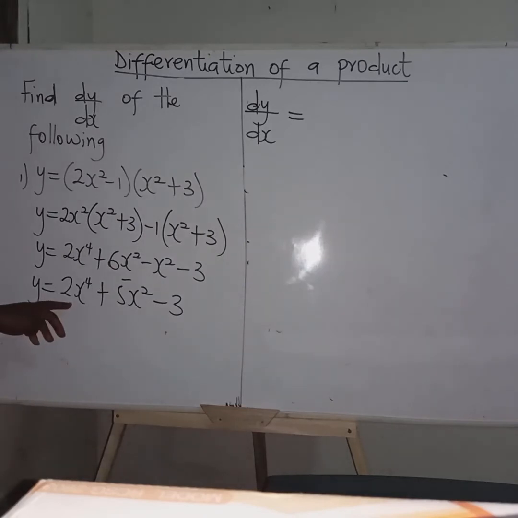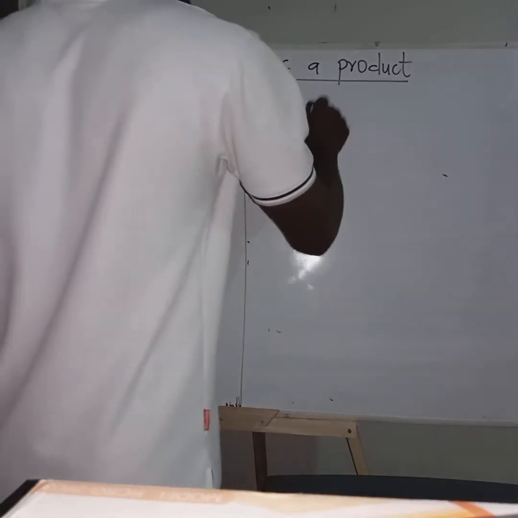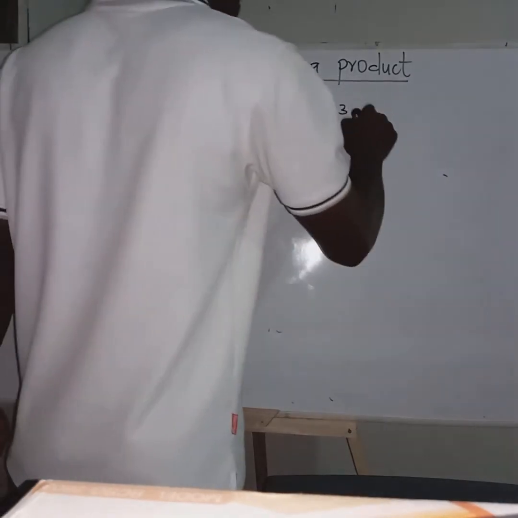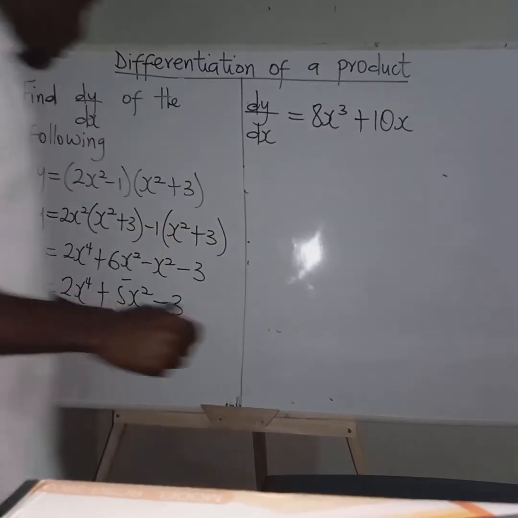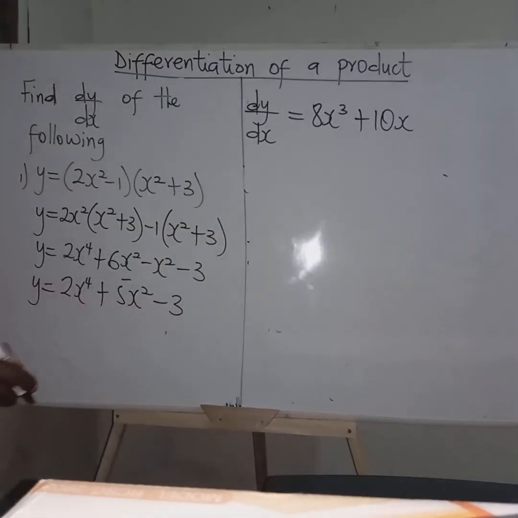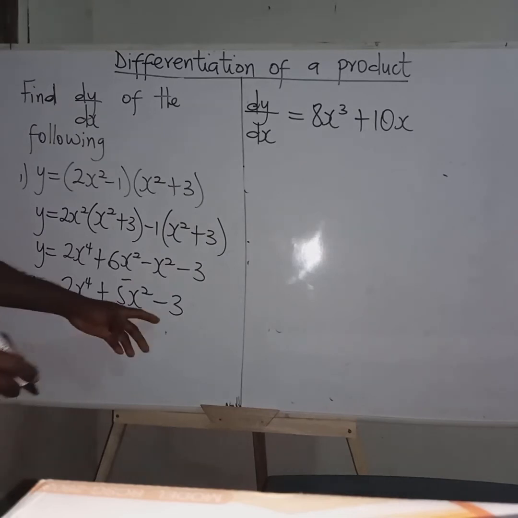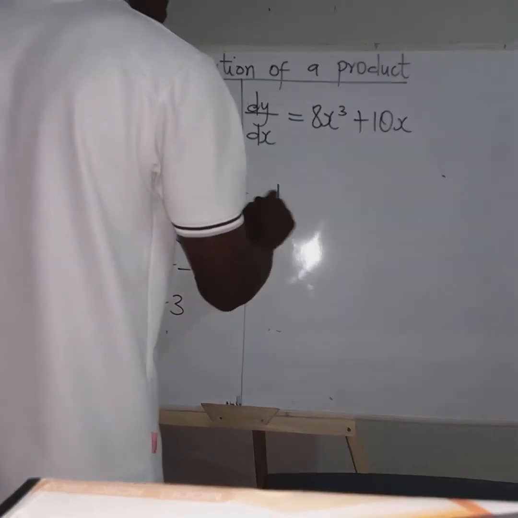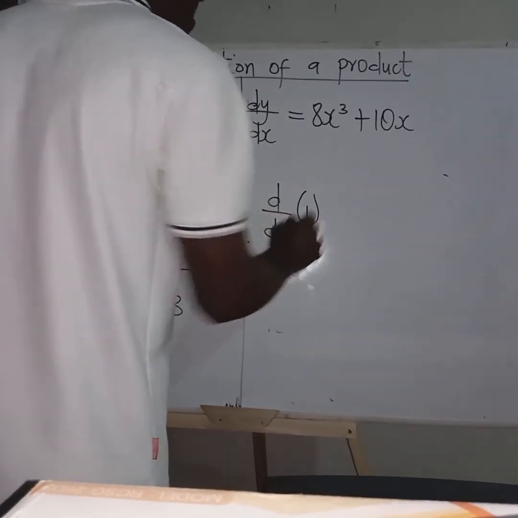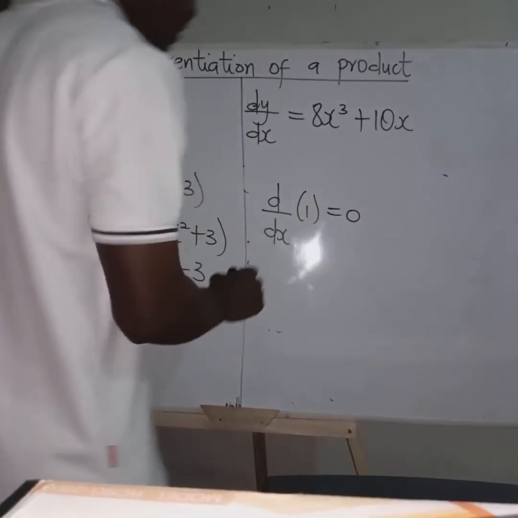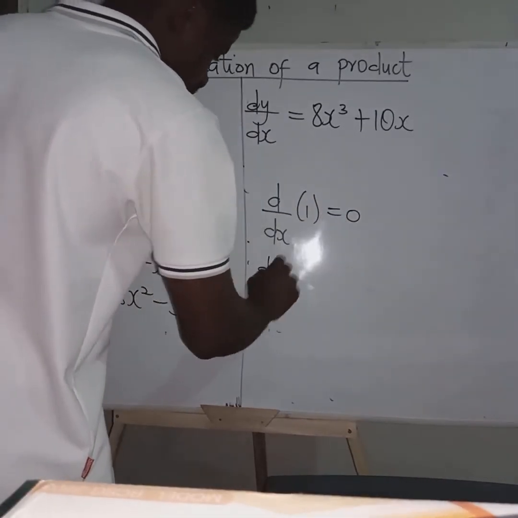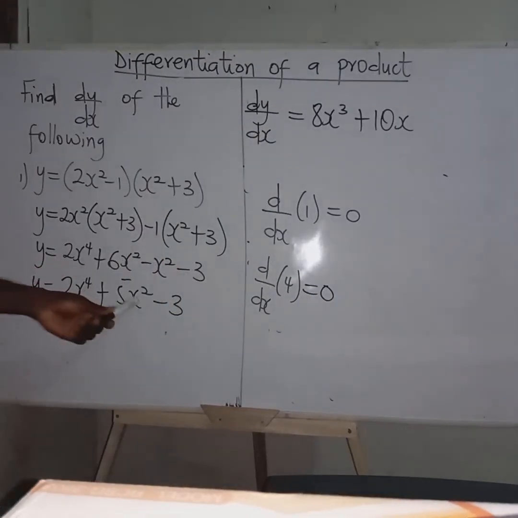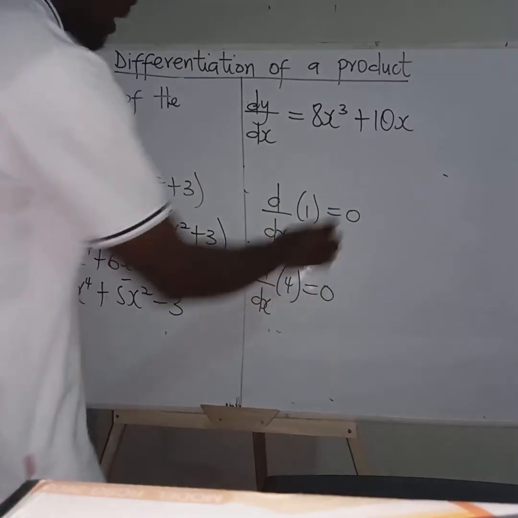Now when we differentiate 2x exponent 4, what do we get? 8x exponent 3. When we differentiate 5x squared, what do we get? 10x. When we differentiate minus 3, you get 0, because when we differentiate a constant, you get 0. 1 is a constant, we get 0. 4 is a constant, you get 0. So when we differentiate minus 3, we get 0, and we will not write the 0.